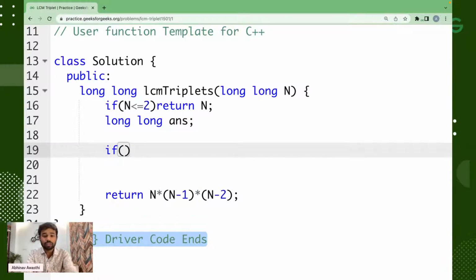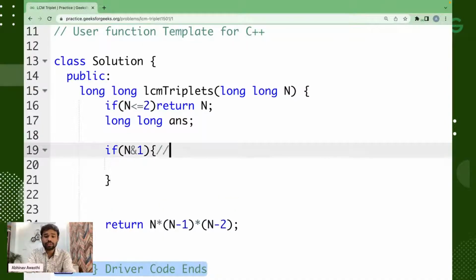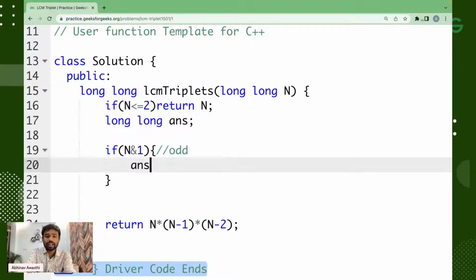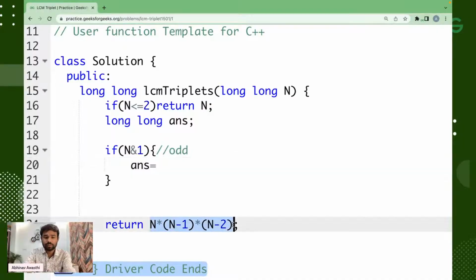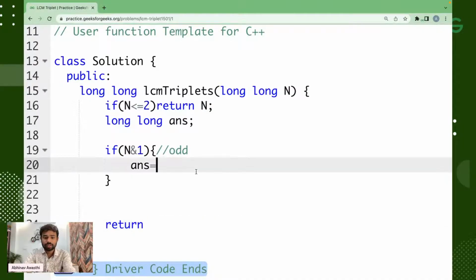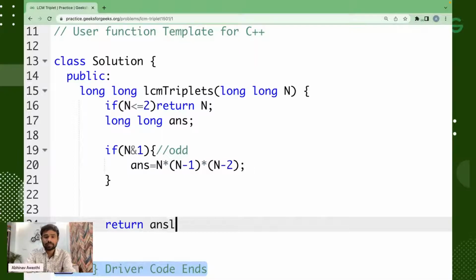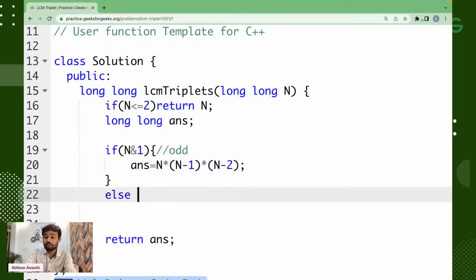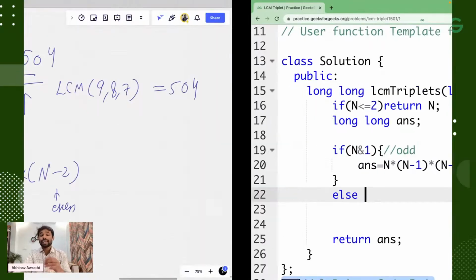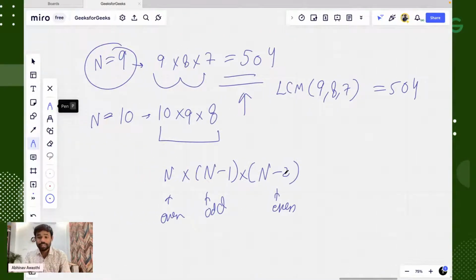So if n is odd, here I am writing that n is odd, our answer will be simply this one, which we want. This will be the answer. But what if n is not odd? If n is not odd, in that case, we will have different cases.